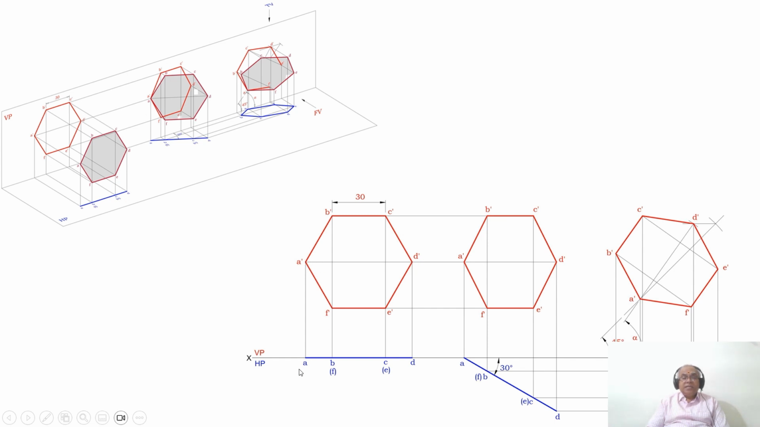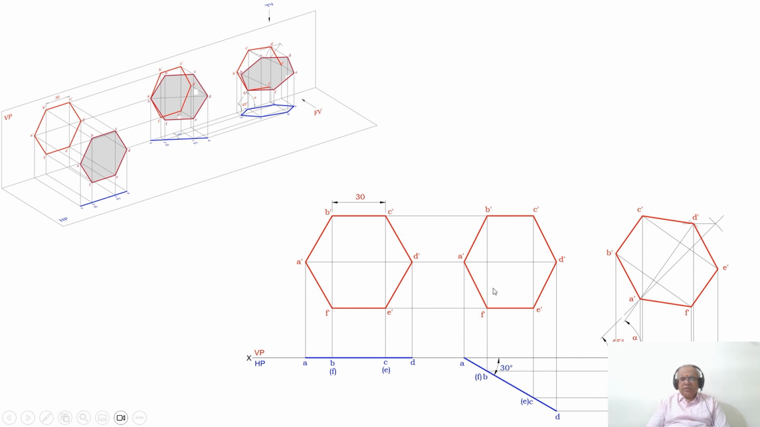Why? Because AD is parallel to VP, so you are getting the true length in VP. So you measure the distance from A dash to D dash from this first position front view. With the same center, cut an arc on that inclined line which is at 45 degrees. Then draw a horizontal projector from that point to this. Then, as we know, in the second position, once the surface becomes inclined, since the diagonal is on that surface, this diagonal length will be the apparent length.